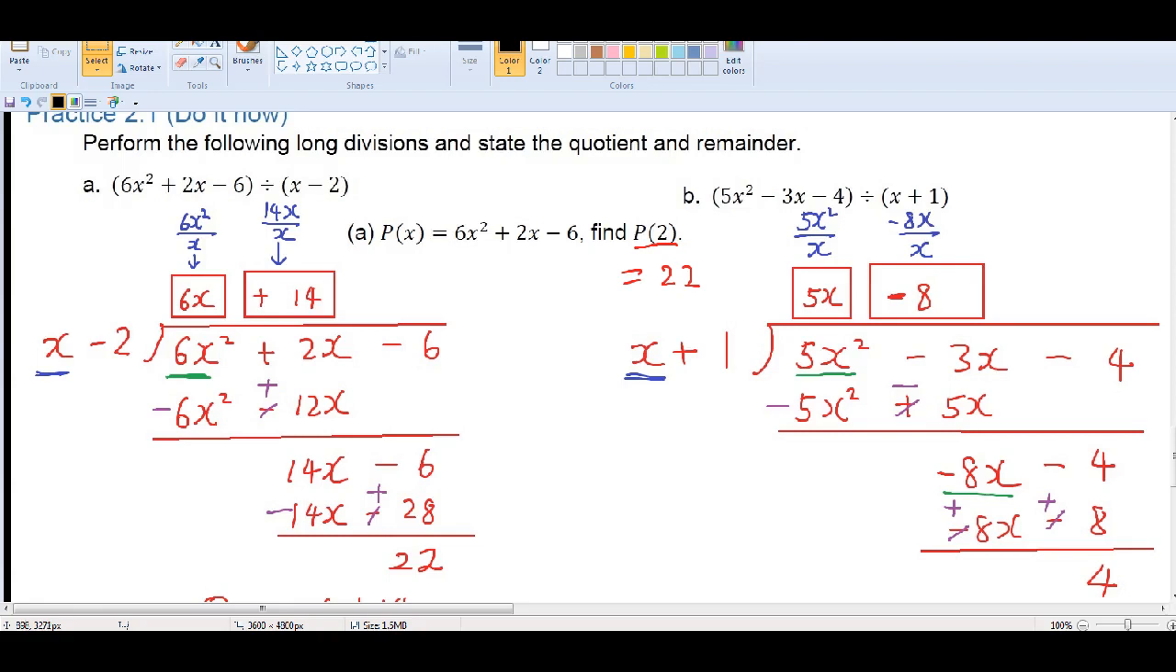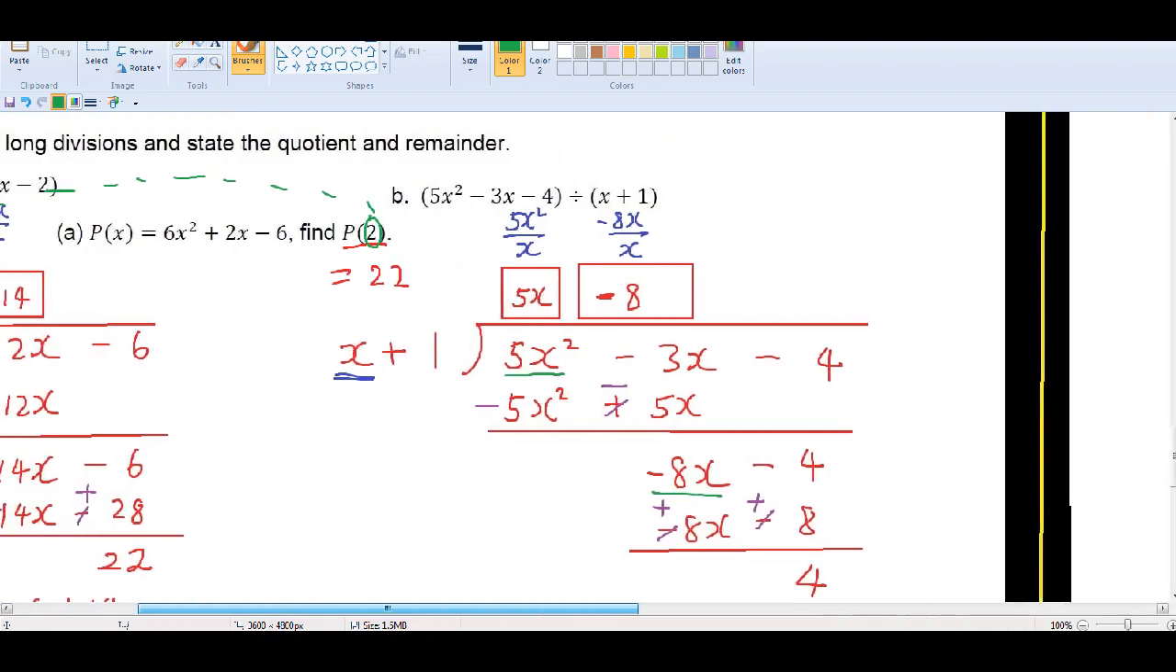So what's so special about this 2? When you put that 2 into the divisor, so divisor x minus 2, you see actually that will make that divisor become 0. 2 minus 2, 0. Would that be just a coincidence? That means possibly this time we just got lucky to have the same value in remainder.